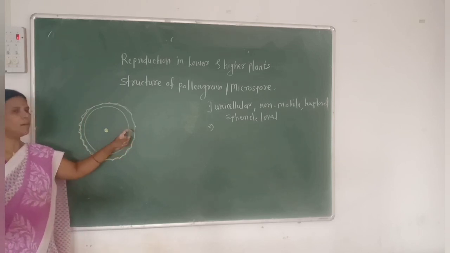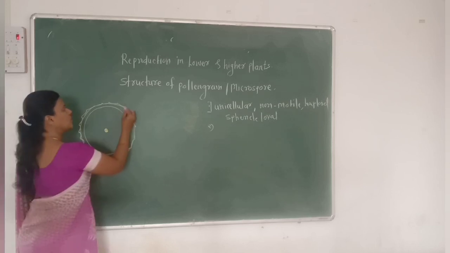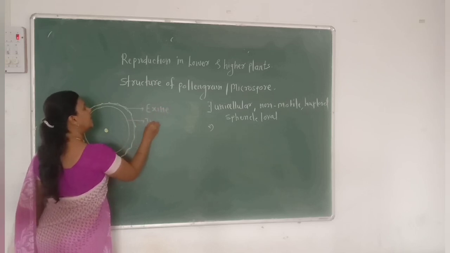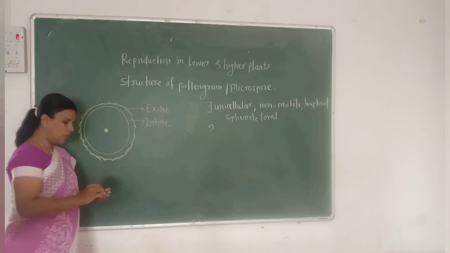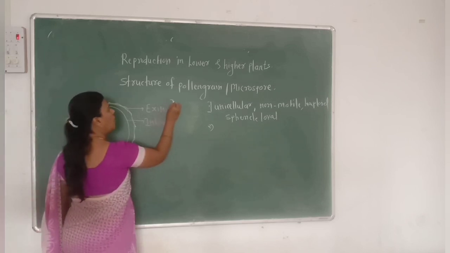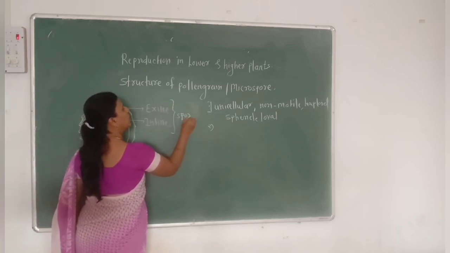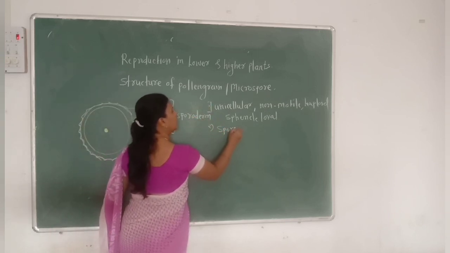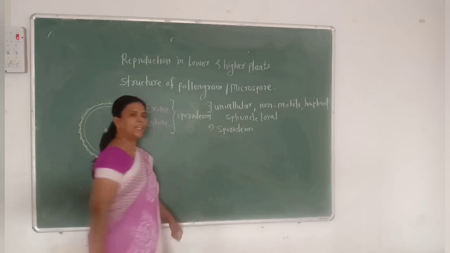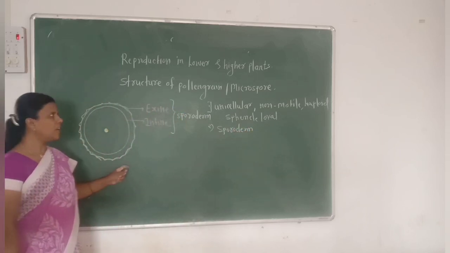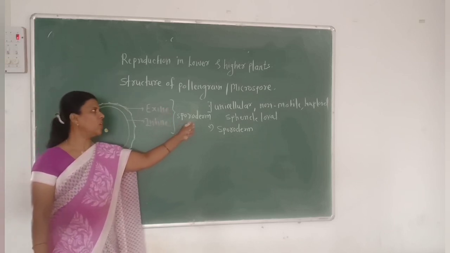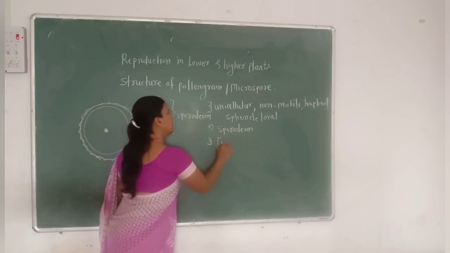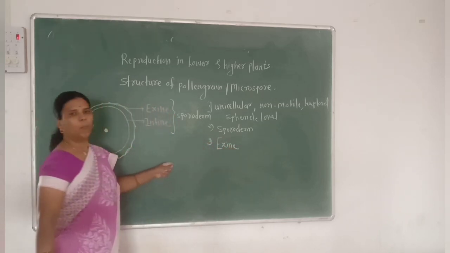Pollen grain is a double layered structure. The outermost layer is called the exine, while the innermost layer is called the intine. Both exine and intine are commonly called the sporoderm. Then what is sporoderm? Pollen grain is a double layered structure in which both the layers are commonly called the sporoderm. Then exine is the outermost layer of the pollen grain.